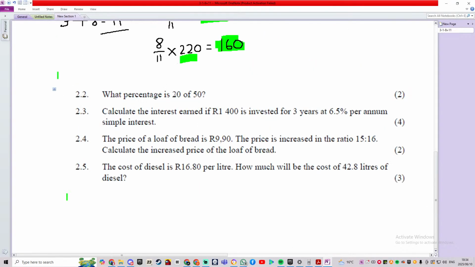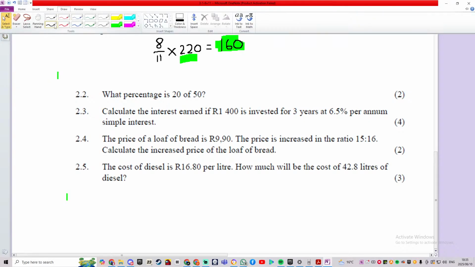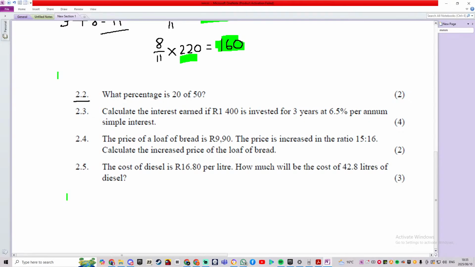What percentage is 20 of 50? Okay, we are currently busy with 2.2. 20 of 50? Anyone? How are we going to do that? 20 of 50. I'll give you like 30 seconds. Quickly type that: 20 of 50.